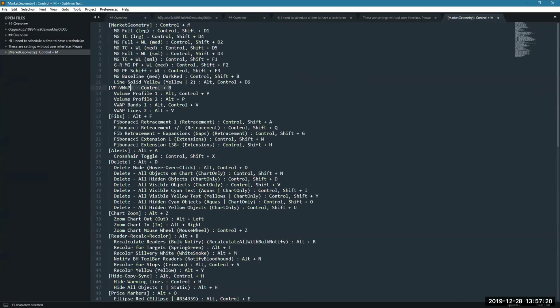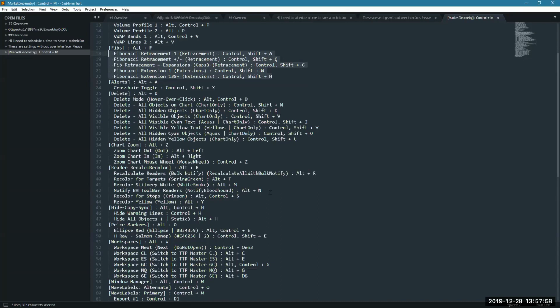The big ones, the ones out to the left justified, are the grouped buttons, the main grouped buttons on the main panel. And then the ones that are indented are the individual functions or buttons for each of these different groups. So here you see I have a group of volume profiles and VWAPs. This is a group of the market geometry and trend lines, baselines. This is a group of fibs. Tells you the settings, the name of it, and the associated hotkey.